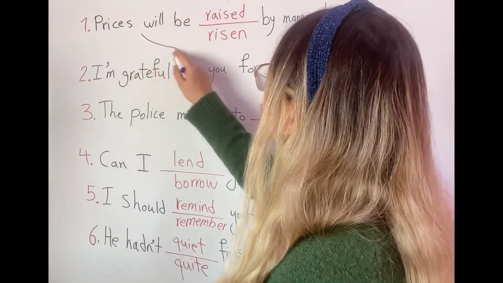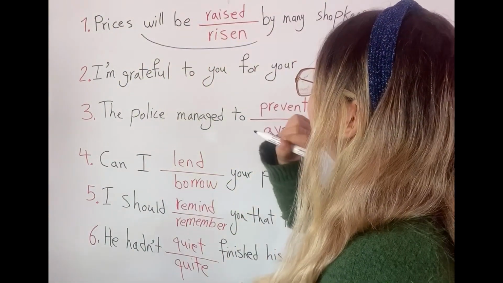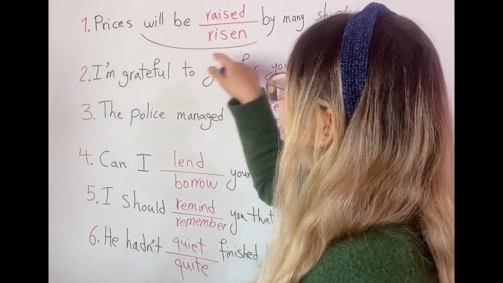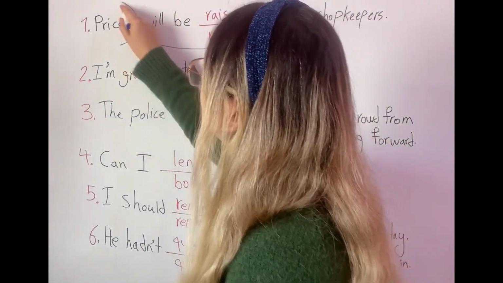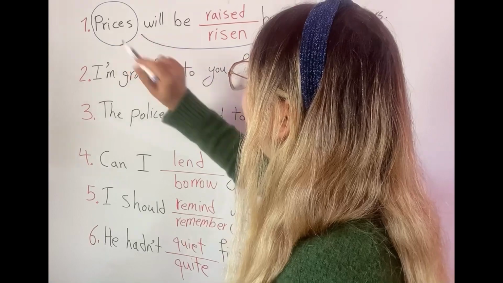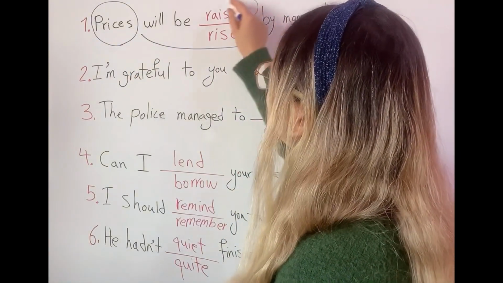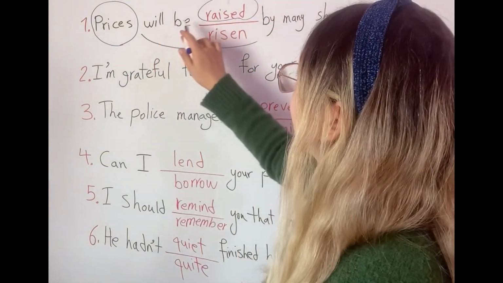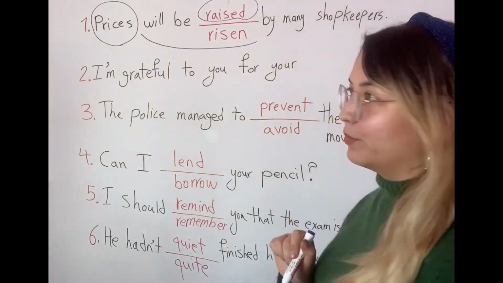And do we have the object here? Yeah, will be plus past participle is the passive verb, yes? And here is our object. So we have the object. So the answer is raised. Prices will be raised by many shopkeepers.